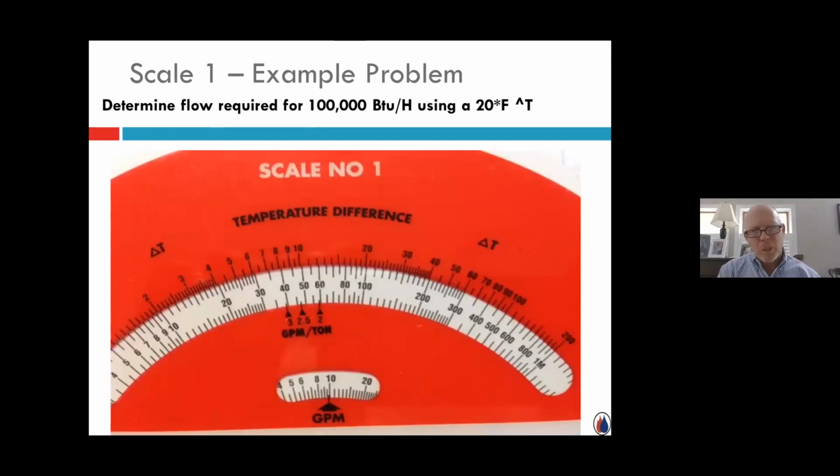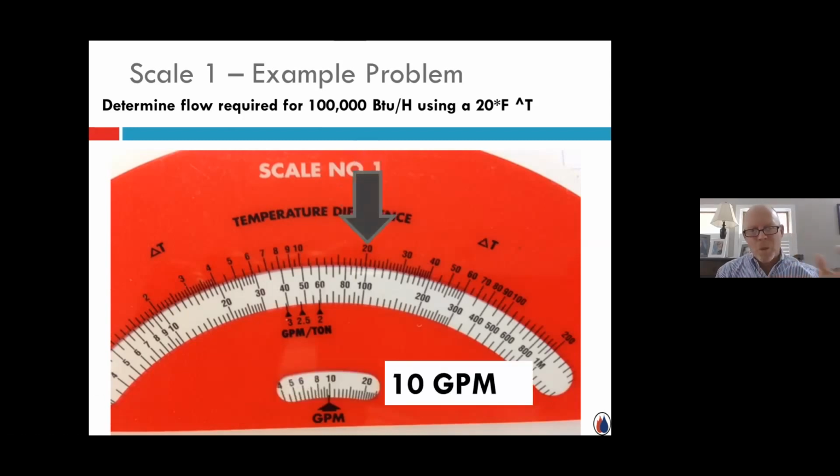So I take the wheel and look at the load. The question is this: how many gallons a minute do I need if I have a 100,000 BTU load and I'm designing on a 20-degree delta T, which is a very common number in the hydronics industry? Not limited to, but pretty common. I take this wheel, scale 1, and manipulate it until I have 100, which represents 100,000 BTUs, lined up opposite that 20-degree delta T. Then just read straight down in the small window where the highlight is, GPM, and you'll see it's 10 gallons a minute. So 100,000 BTUs at a 20-degree delta T, I need 10 GPM.